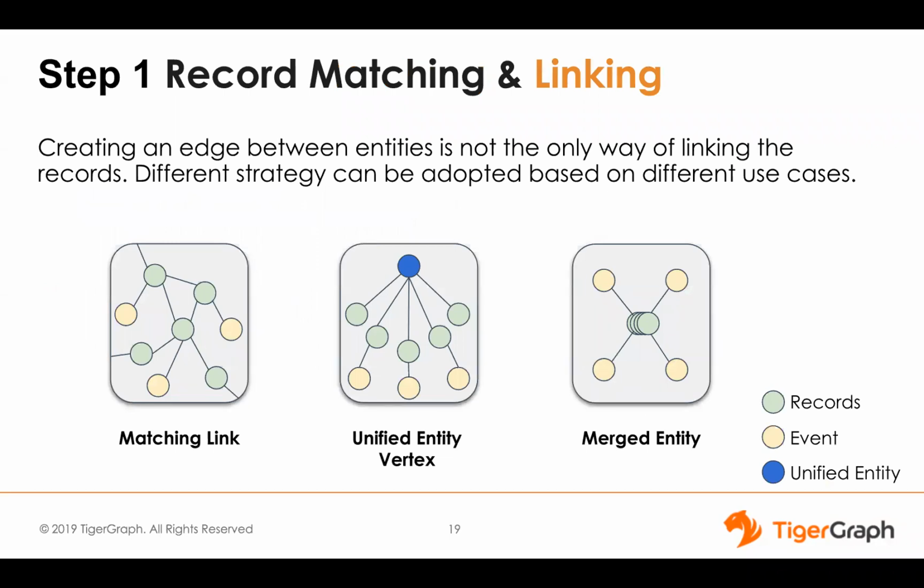There are 3 different ways of linking we talked about, but it's worth discussing. Matching links: the matching link is when we just add edges between the data. So we just add edges between the green guys saying, I think this guy is the same as that guy, and we've already seen that. The new one we're adding here is this idea of a unified entity. And this is actually our favorite, because it separates the before linkage world and the after linkage world very clearly.